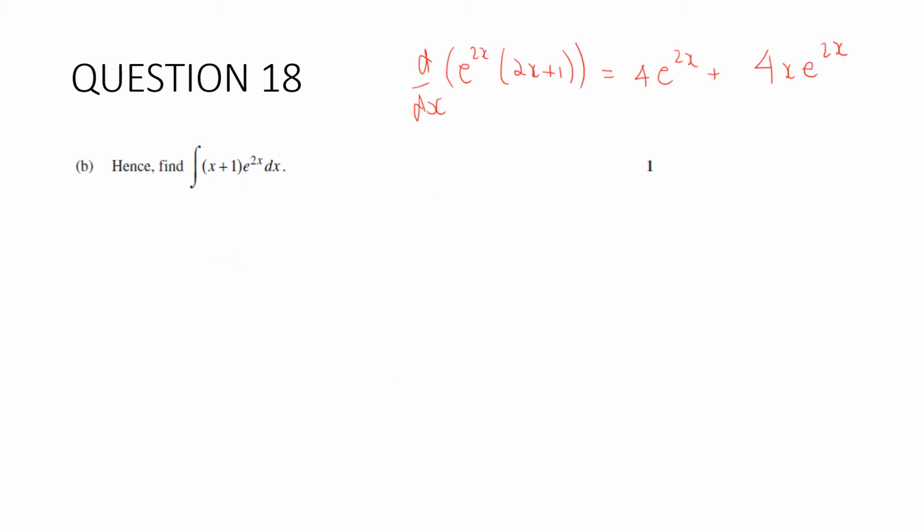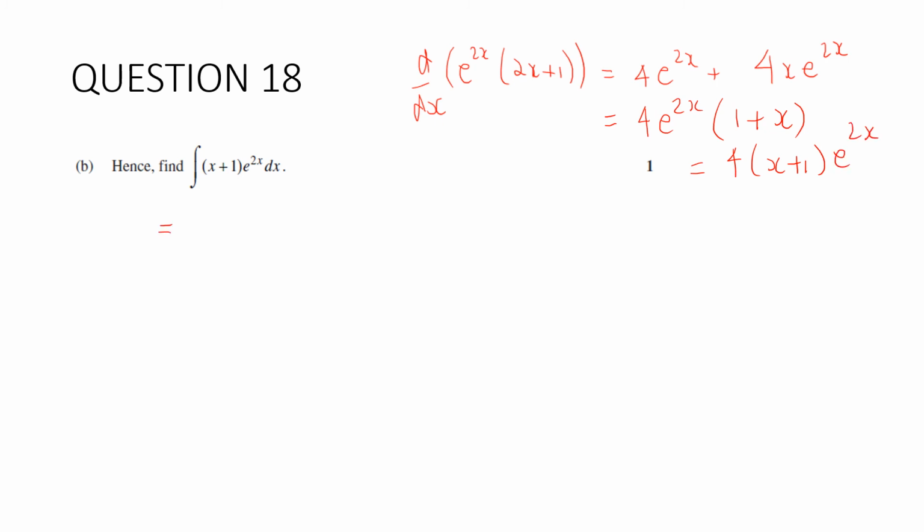Hence find the integral of x plus 1 in brackets, e to the 2x. All right, so we probably need to go one step further here. So let's bring out the 4e to the 2x, and that gives us 1 plus x, or they've written it like this.